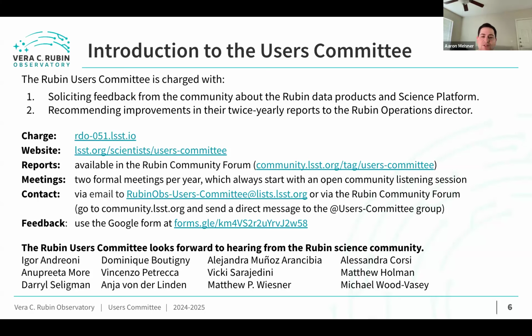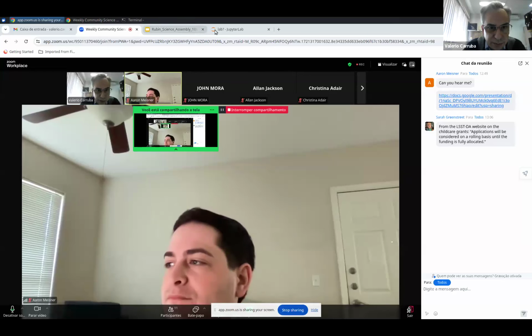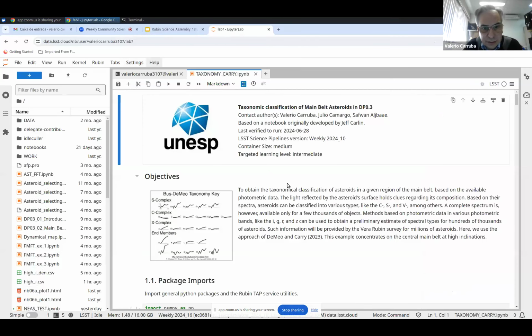So with that, I think I will stop sharing my screen and turn it over to Valerio so that we can check out this asteroid taxonomy tutorial. I believe I just stopped the share. Thank you very much. Can you please confirm that you see my screen? Yep, I see you in the RSP and I see specifically your notebook. It looks all great. Thank you very much.